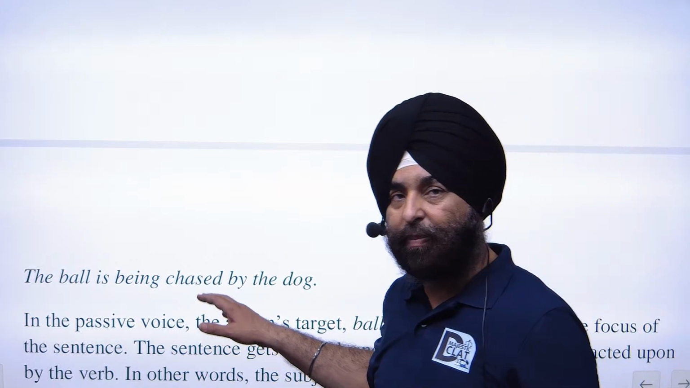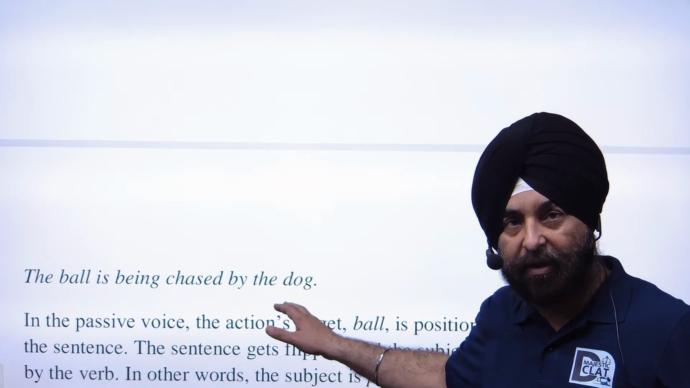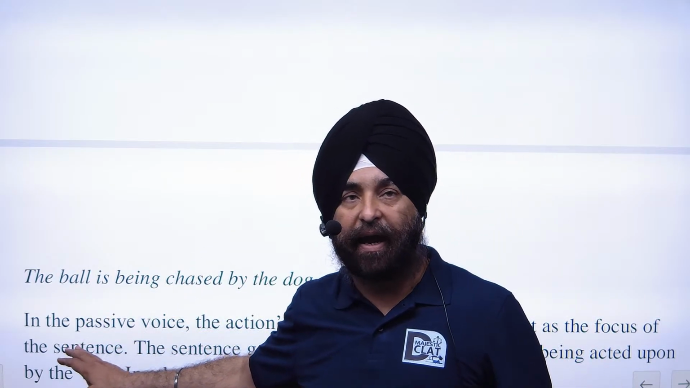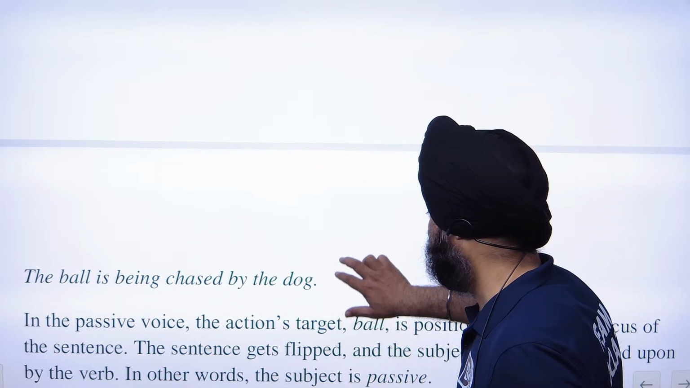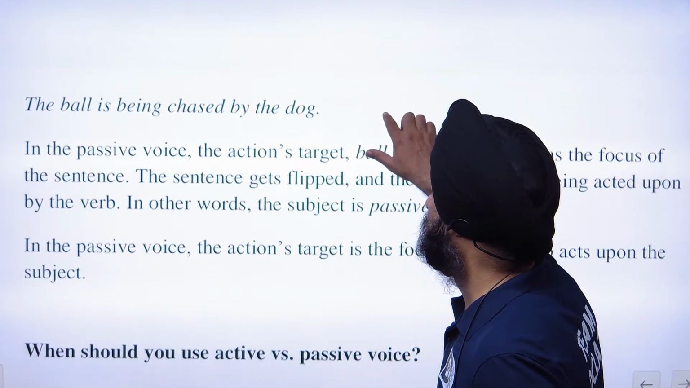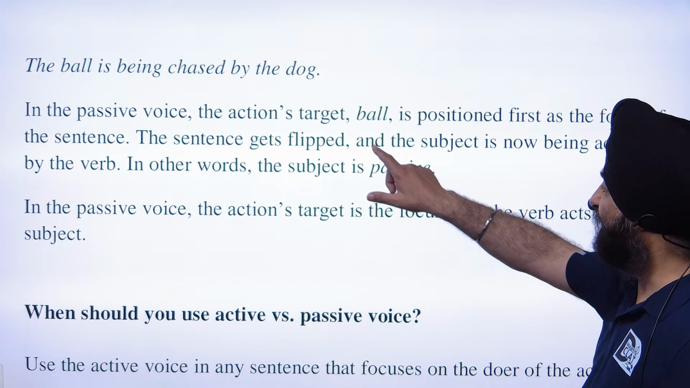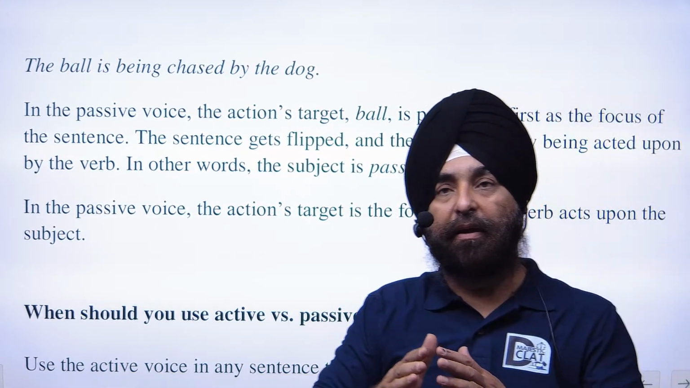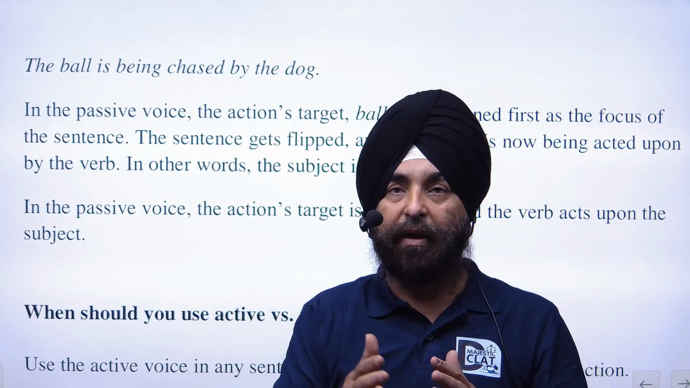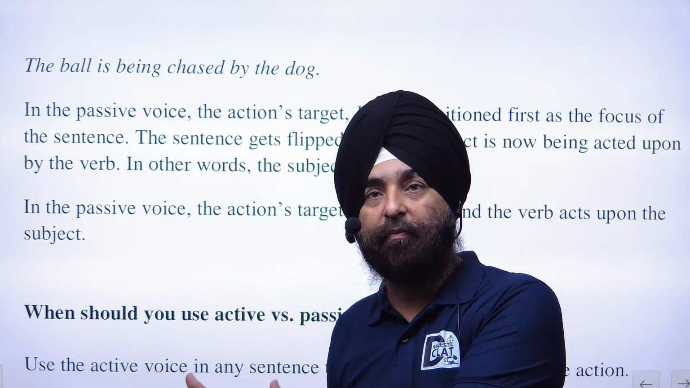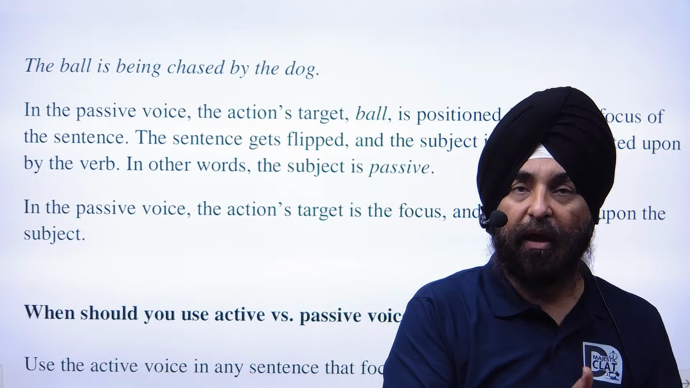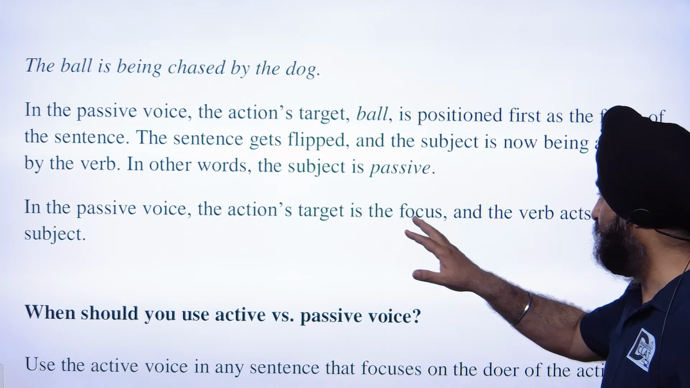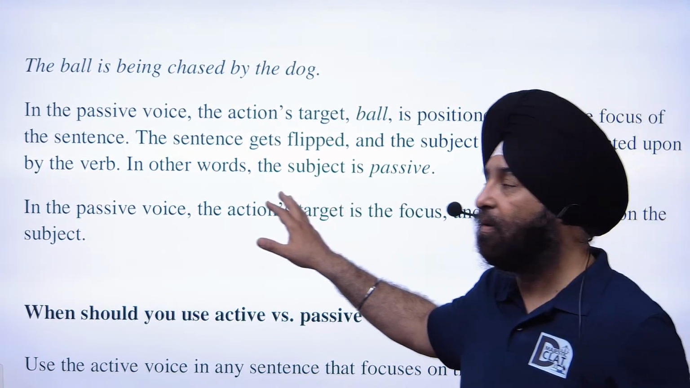Now this is again passive. Earlier the dog was the subject, now it has come to the passive side. And where does the focus of the reader lie? It lies on the ball. So in this passive voice, the action's target, which is the ball, is positioned first. As I mentioned, the positions get flipped, they interchange. The object becomes the subject and takes its place, and the subject takes the place of the object. So the sentence gets flipped and the subject is now being acted upon by the verb.